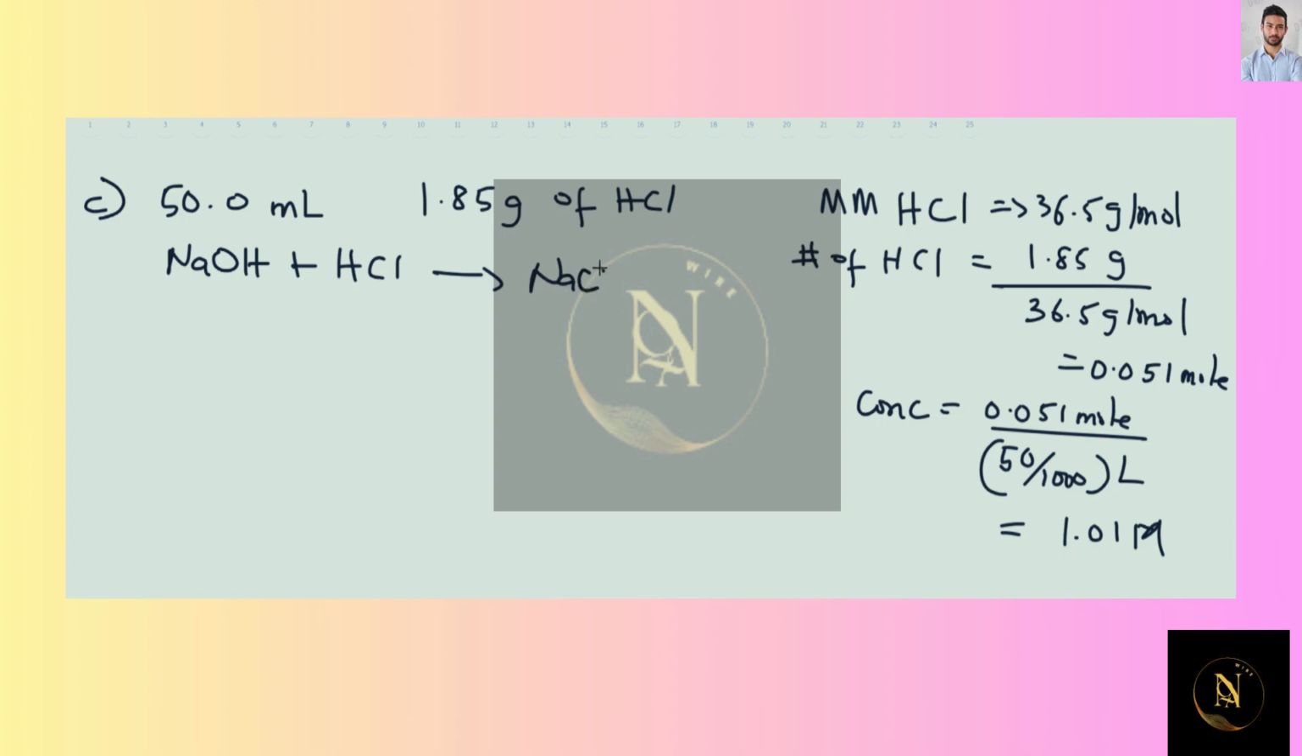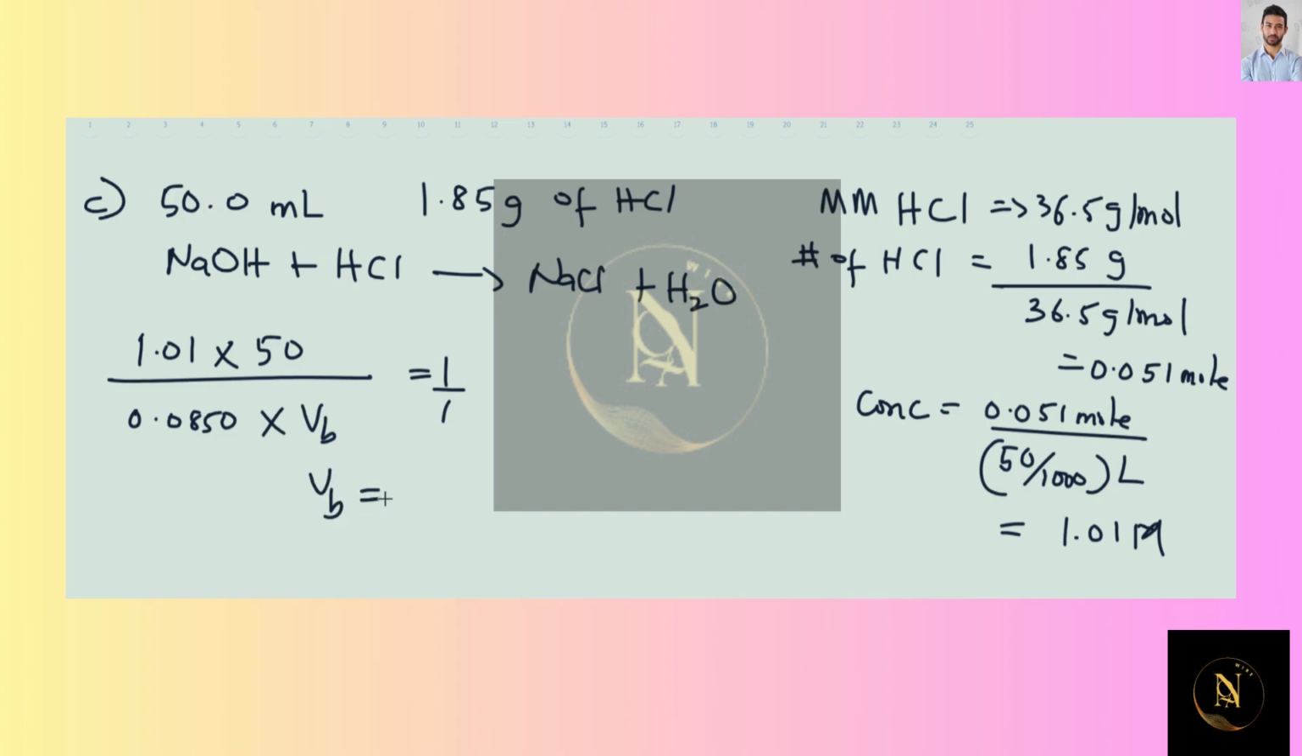Okay, so if you write the equation for the reaction again, we have sodium hydroxide plus HCl will produce sodium chloride plus H2O. The stoichiometry is also 1:1. So the CA in this case is 1.01, the VA is 50, divided by concentration of base, which is still 0.0850, multiplied by VB is 1 over 1. Therefore, VB will be equal to 596.2 milliliters. Okay, so that's the answer.